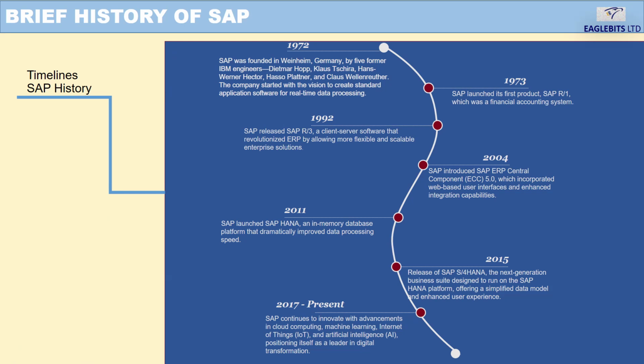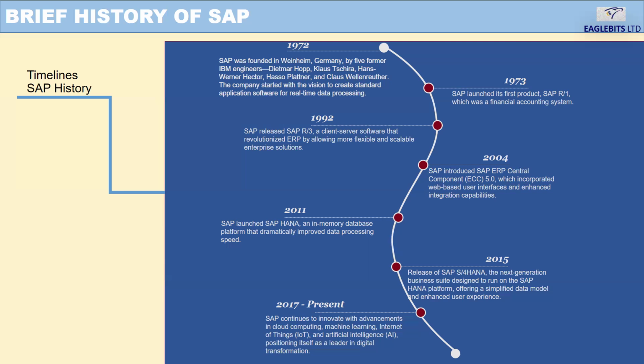Okay, in 1973, SAP launched its first product, which was the Arrow One, a financial accounting system, just like your Sage today. But it was just financial accounting alone. In 1992, SAP released the Arrow 3, a client-server software that revolutionized ERP by allowing more flexible and scalable enterprise solutions. So the SAP we hear of today, the robust system, started in 1992.